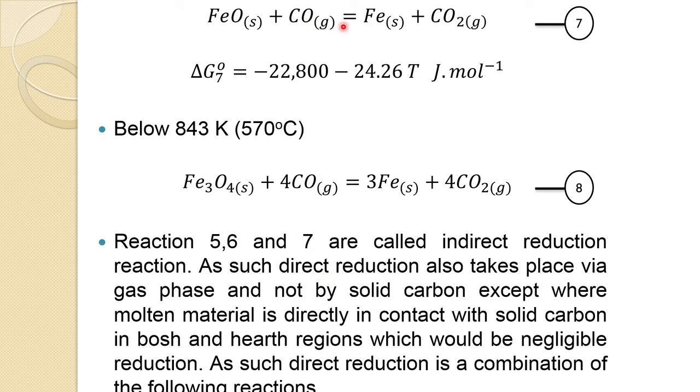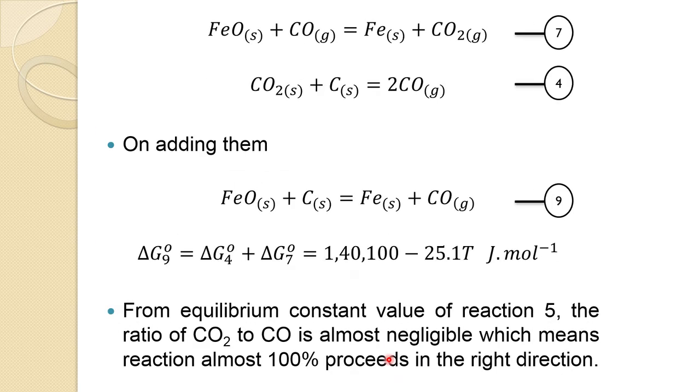So, these three reactions are called indirect reduction, and you must have heard about the direct reduction, but as such there is really no direct reduction. Direct reduction takes place via the gas phase only and not by solid carbon, except where molten material is directly in contact with solid carbon, which is mostly in the Bosh and the hearth region. By that time most of the FeO is already reduced. That is why this direct reduction, the way you represent it, actually goes via the gaseous phase.